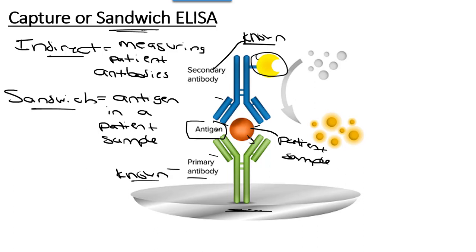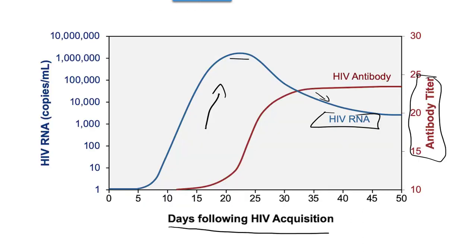And then I put an enzyme on my secondary antibody that'll change color. So again, positive, you would see a color change in the well. Where this might be useful is if the patient's really early in infection, like remember in the last chart, if the patient's really early in the stage of infection, they don't have antibodies made yet because the immune system takes time before it starts pumping out antibodies.